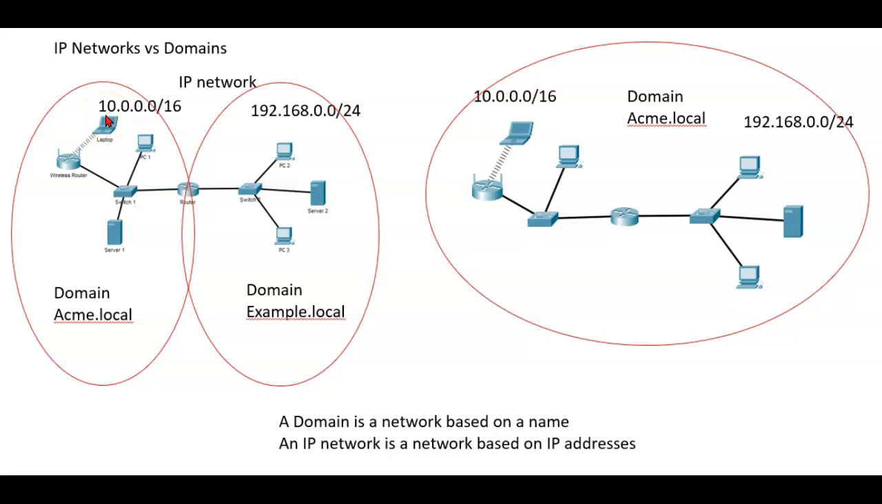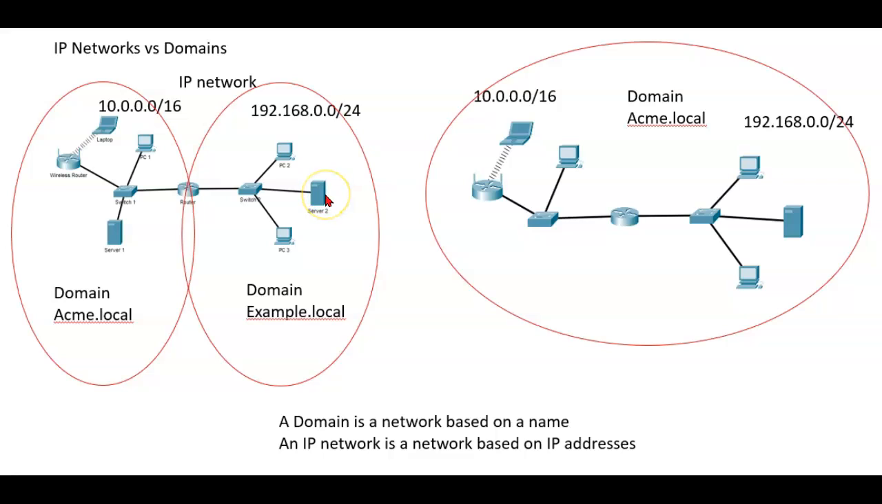This one has addresses that are on the 10.0.something address space, and this one, they're on the 192.168.0.something address space. How do I know where to stop that? Well, it all has to do with this number at the end, the 16 and the 24, but we'll worry about that later.